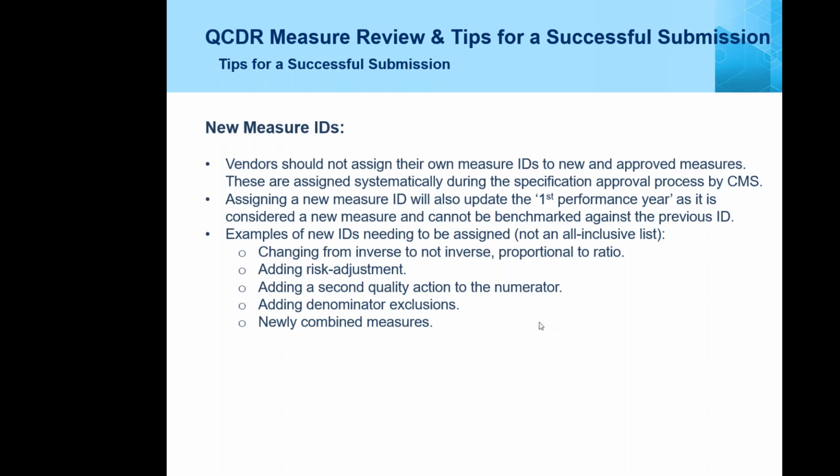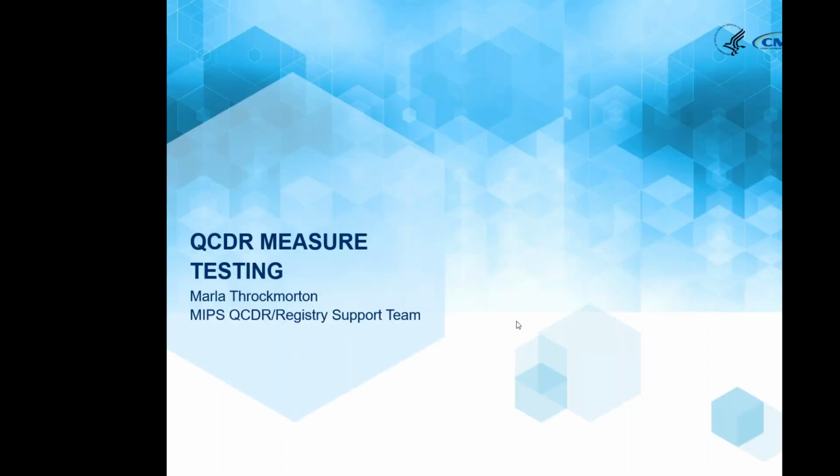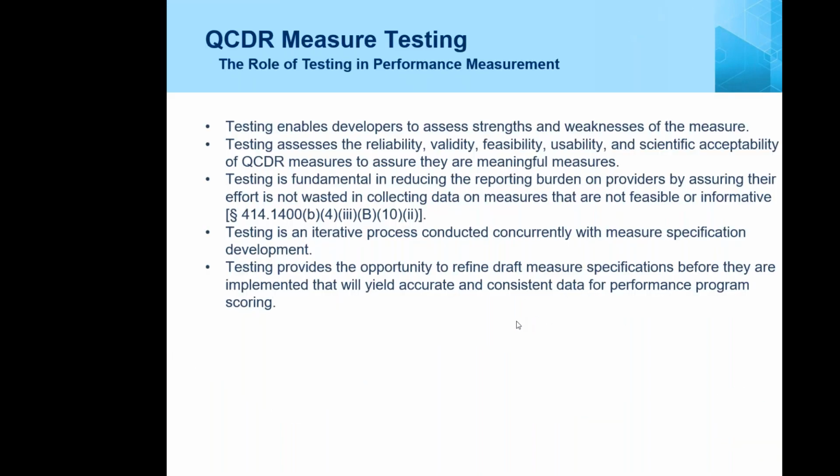Let's move on to the next section, which is QCDR measure testing. I know this is on a lot of people's minds. So what is the role of testing in performance measurement? Well, testing enables the measure developers to assess the strengths and weaknesses of the measure. Testing assesses the reliability, the validity, feasibility, usability, and scientific acceptability, and I don't want to have to repeat those too many times, of QCDR measures to assure they are meaningful measures.